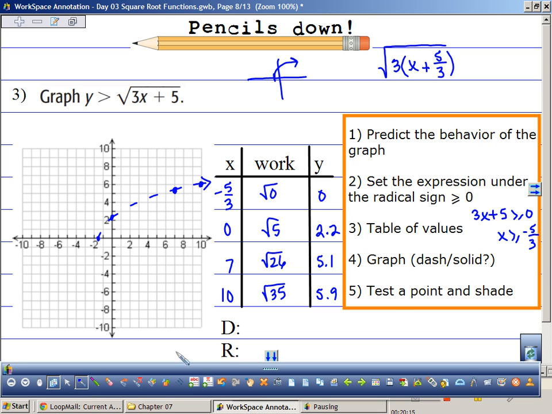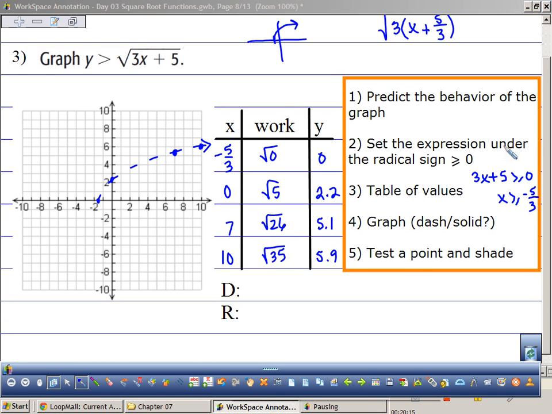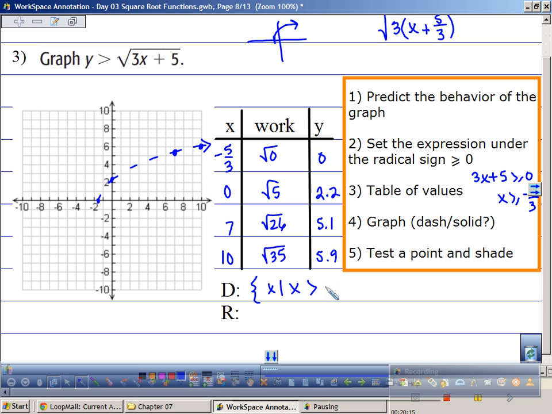Okay, what else do I need to do? Ooh, we haven't done the domain and range. So what's my domain? X such that x is greater than negative 5/3, right? And what's my range? Y has to be greater than or equal to 0.